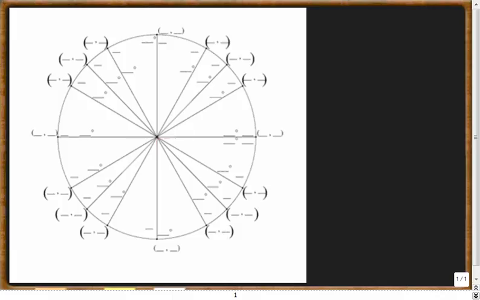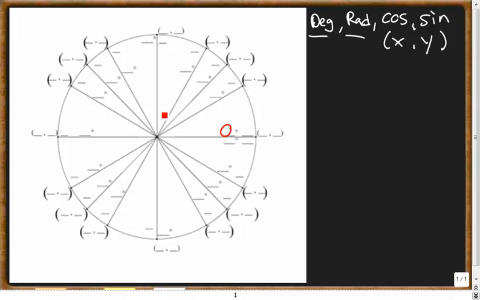So the way that this is going to work is it's going to go degree, radian, cosine, sine. And so this is really, think about it as XY coordinate. These two things are just going to be kind of things that you need to know. So when we think about degrees, we're going to start our degrees at 0. Now, as we move along, we can logically think of this.